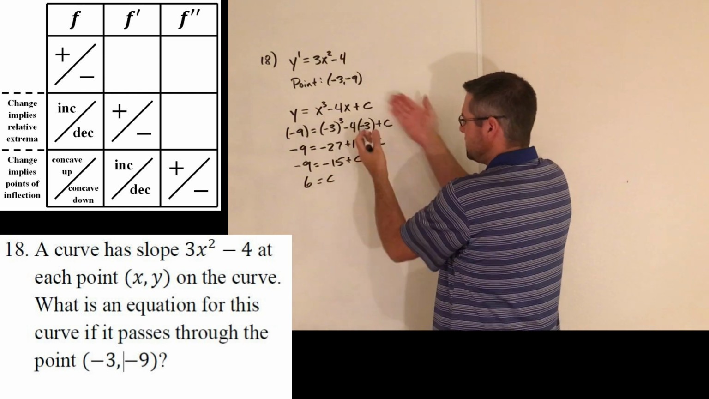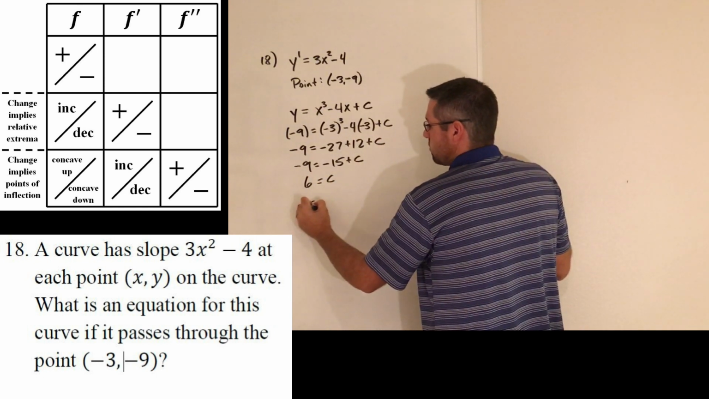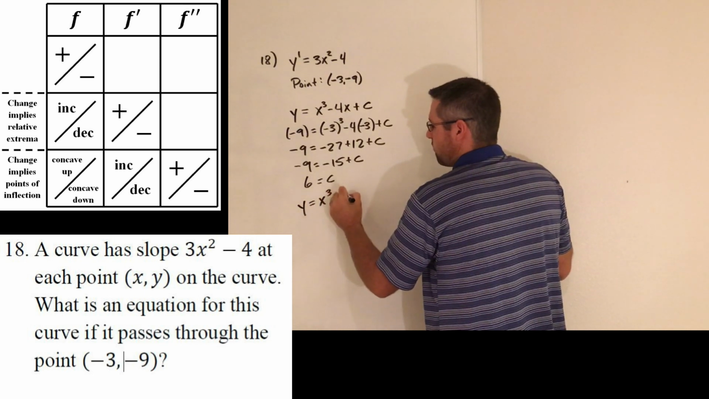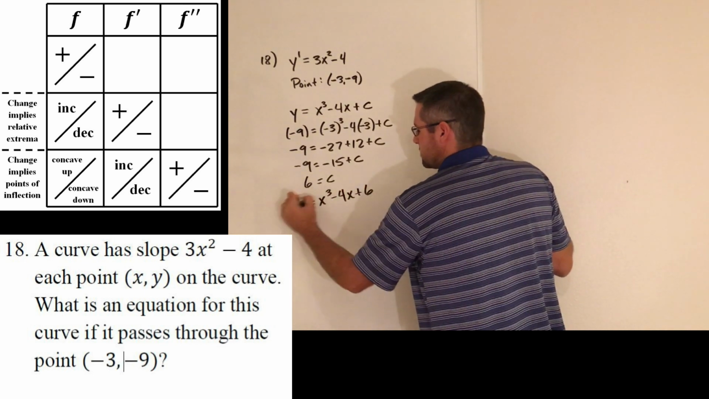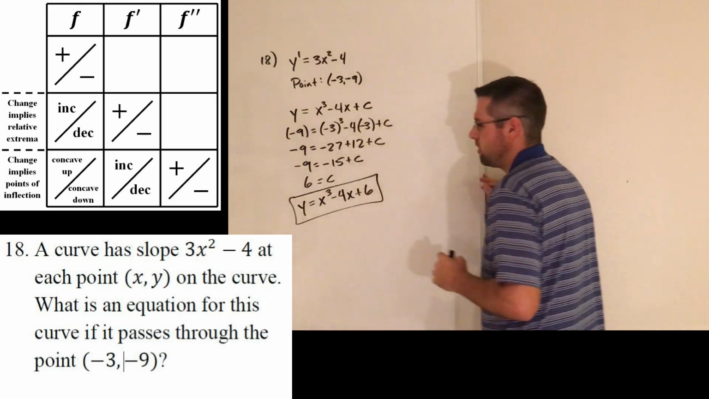So then we would just take c, plug it back in, and we'd say y equals x cubed minus 4x plus 6. That is our curve.